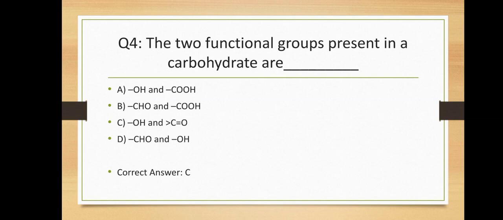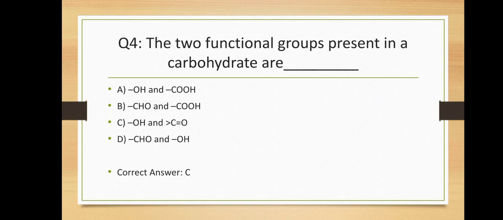Sugars or carbohydrates have two major functional groups. One is either an aldehyde or ketone. Both are collectively called carbonyls. And the second one is the alcoholic group or alcohol functional group. So in the first option, means option A, two functional groups are given here, carboxylic group as well as hydroxyl group. Among these, hydroxyl group is correct, but carboxylic group is not present.